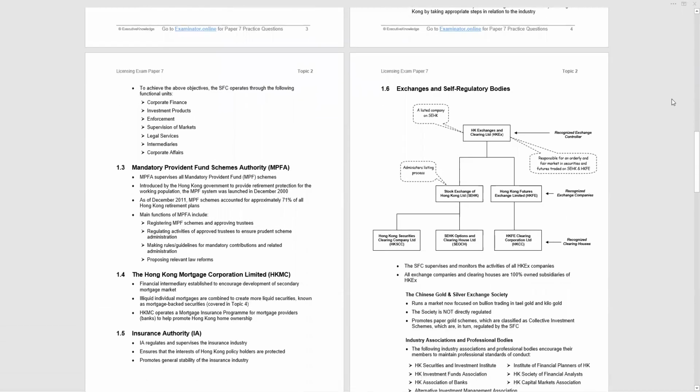Now, the SFC, to achieve the objectives, operates through a number of functional units. There they are: corporate finance, it's a division, investment products, enforcement, supervision of markets, legal services, intermediaries, and corporate affairs. Okay, Mandatory Provident Fund Schemes Authority. This came in with the introduction of mandatory provident fund schemes in Hong Kong in December 2000, a statutory retirement fund that we all have to contribute to. Main function of the authority is to register the MPF schemes and approve the trustees, regulate activities of approved trustees to ensure prudent fund administration.